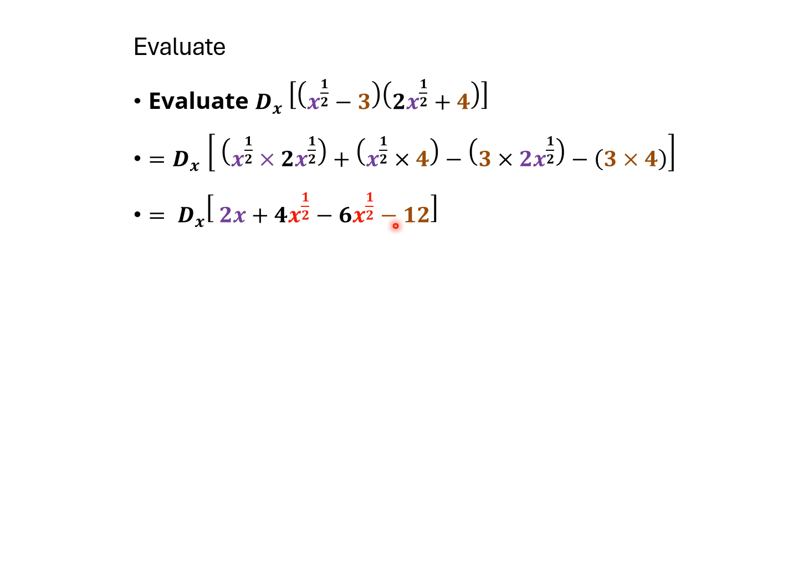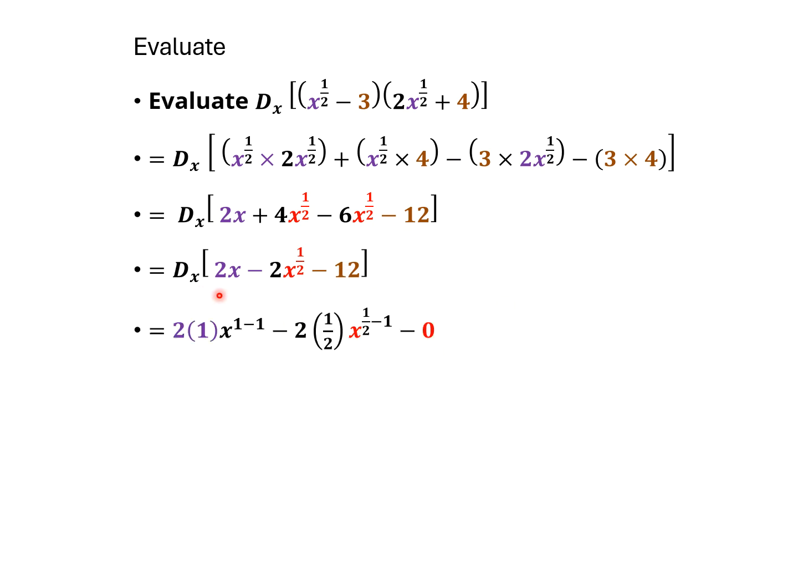Now my equation is simplified, but I can simplify the like terms further. So 4 minus 6 should give me negative 2. So we have simplified: 2x minus 2x to the half minus 12. From there, my equation is in simplest form, so I can differentiate.